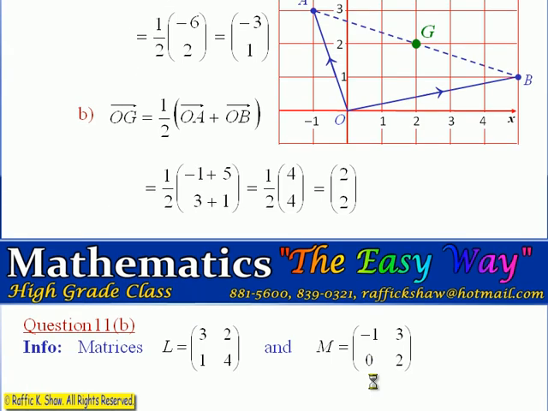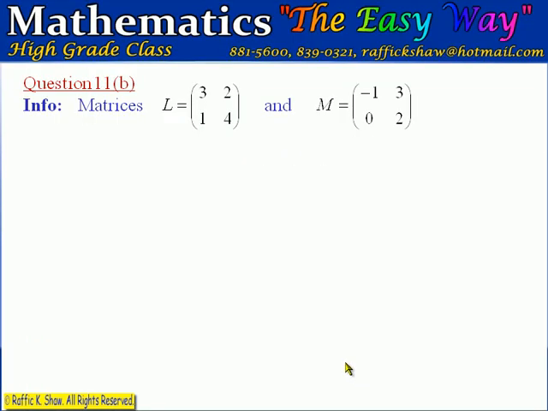Now let's move down to question 11b. Question 11b gives us two matrices, L and M. L is [3, 2; 1, 4], and M is a 2 by 2 matrix, [-1, 3; 0, 2]. The first question is asking us to evaluate L plus 2M. That's the matrix L plus 2 times the matrix M.